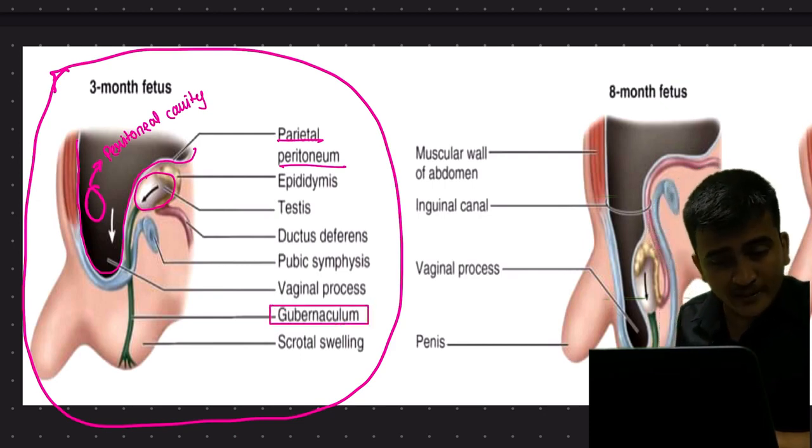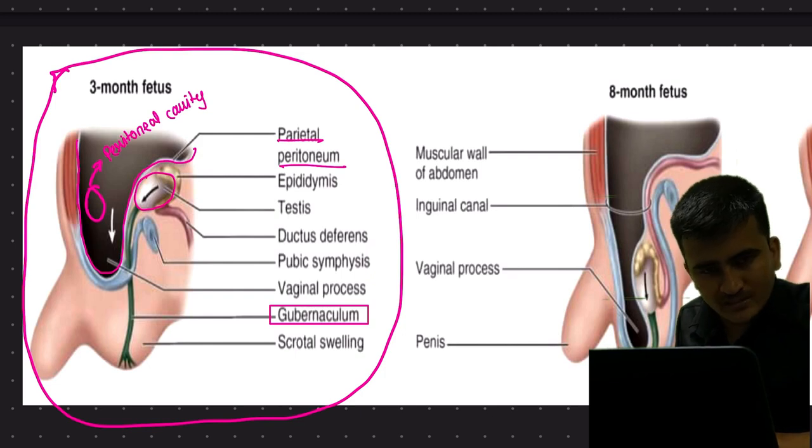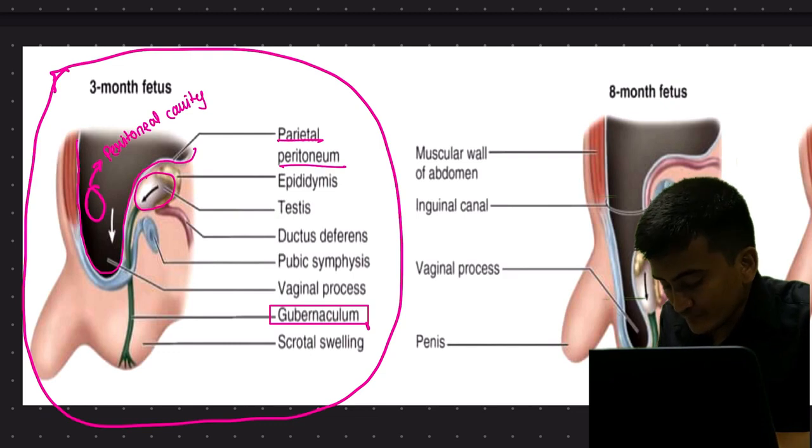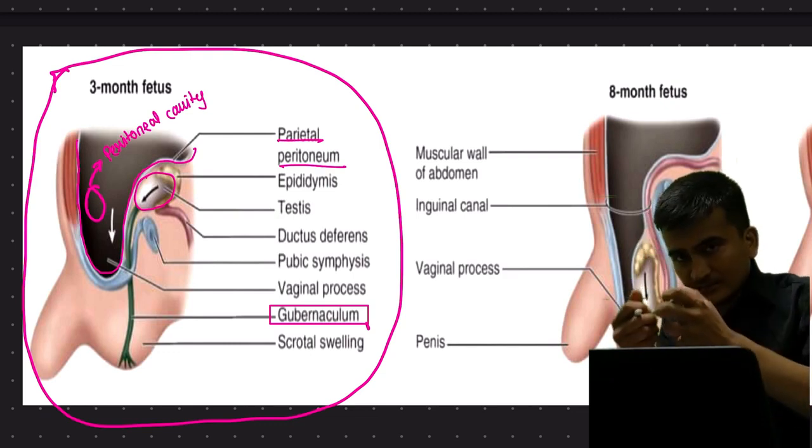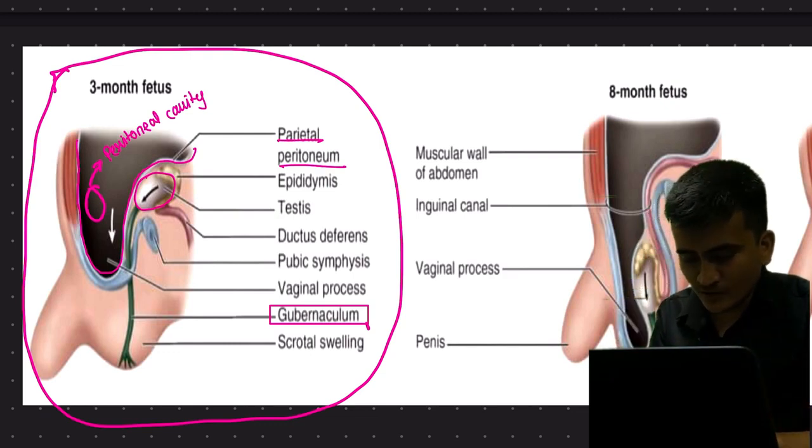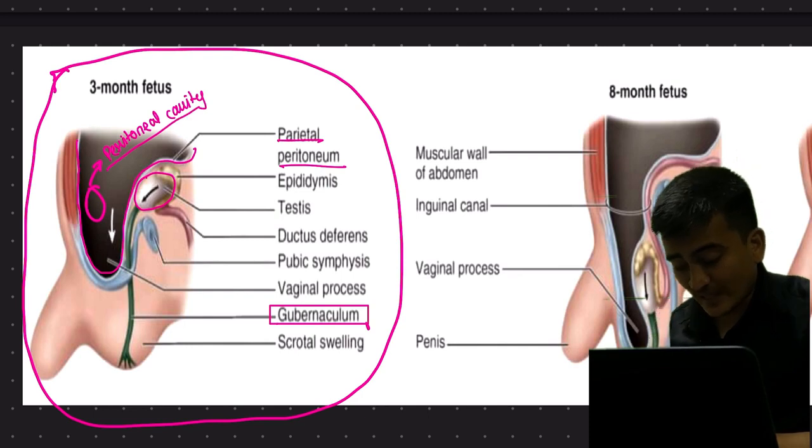Okay, gubernaculum pulls testis toward the base of scrotum. This will pull the testis toward the base of scrotum. During this, a small cavity along with the vaginal pore will follow. Now when it is pulling testis downward, there will be the formation of what? Cavity, and that's peritoneal cavity, and along with peritoneal cavity there will be the formation of a process.